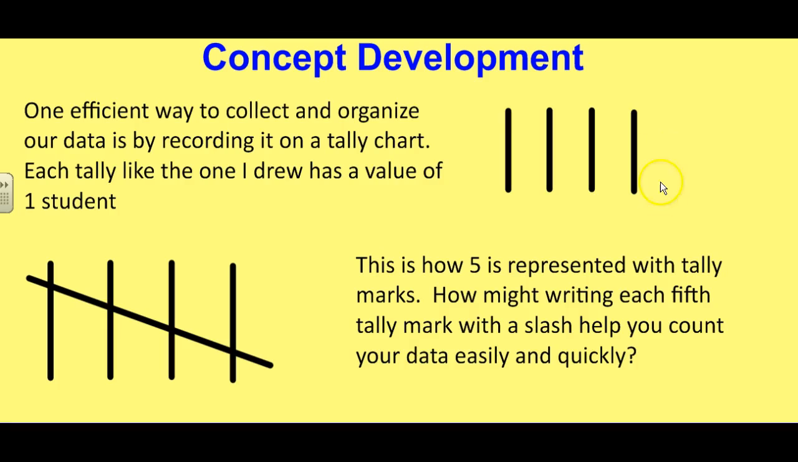Well, if I have all of my tally marks just in groups of 1s, then I'm just going to have to keep counting by 1s. But if I have my tally marks in groups of 5, then that shows me that I can skip count by 5s, and we know that skip counting by 5s is a lot easier than counting by 1s.